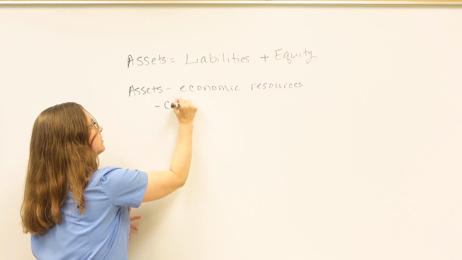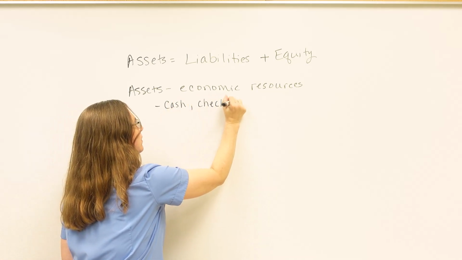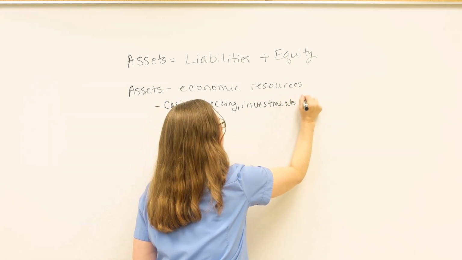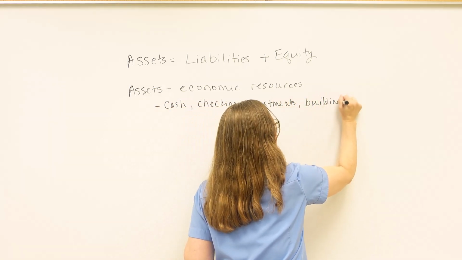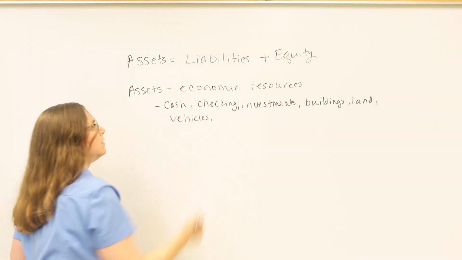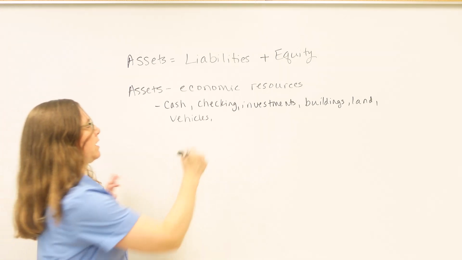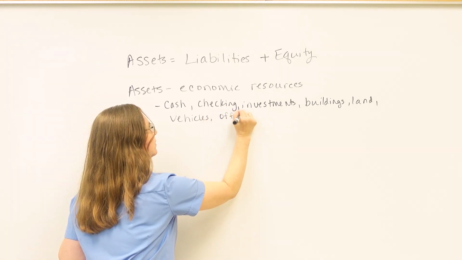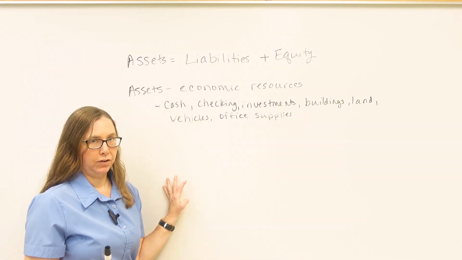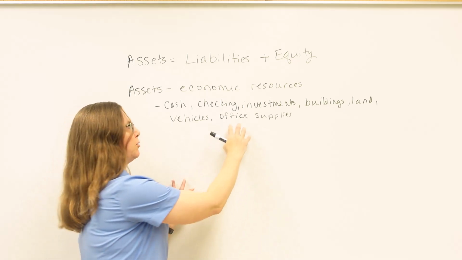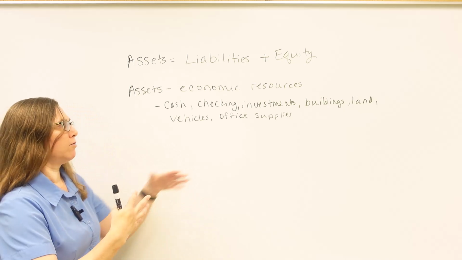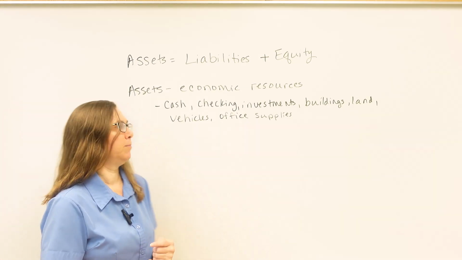So cash, checking, savings, investments, buildings, land, vehicles, anything like that would be considered an asset. Office supplies is technically considered an asset because that's a resource for the company. And later we'll talk about the difference between office supplies as an asset and office supplies as an expense. But for now, just know that it's going to fit in this category at the moment.